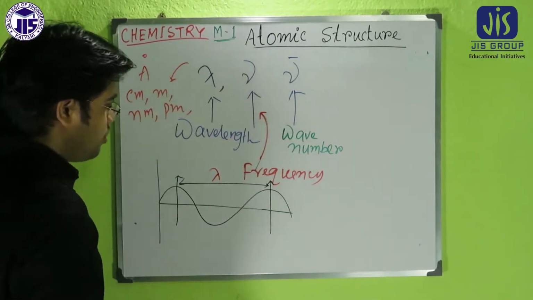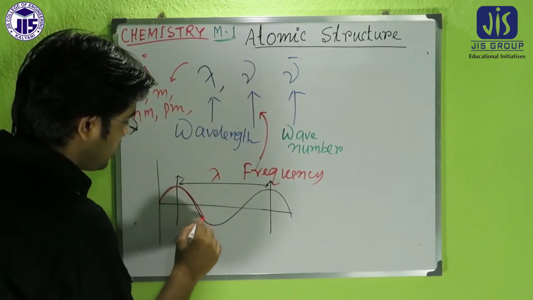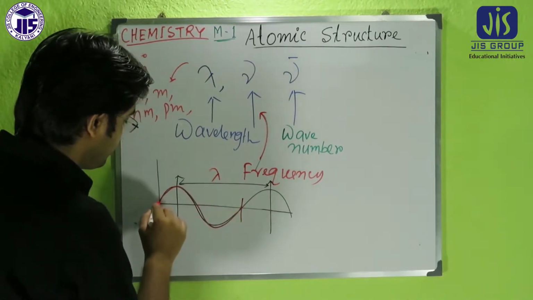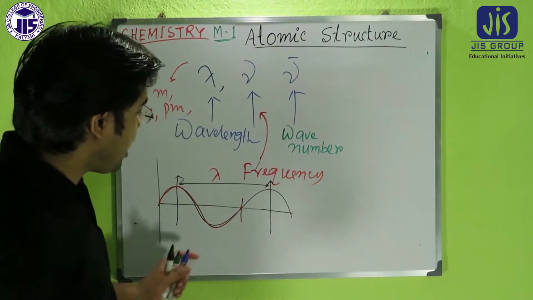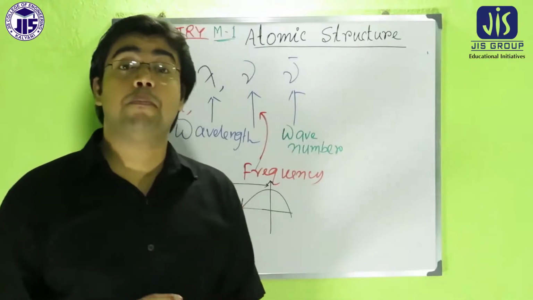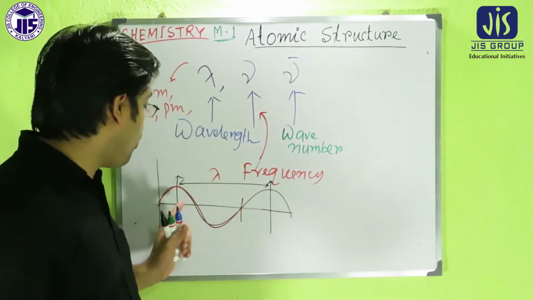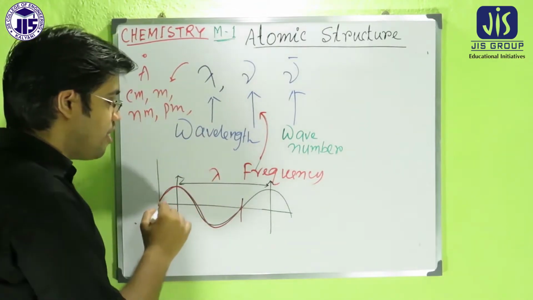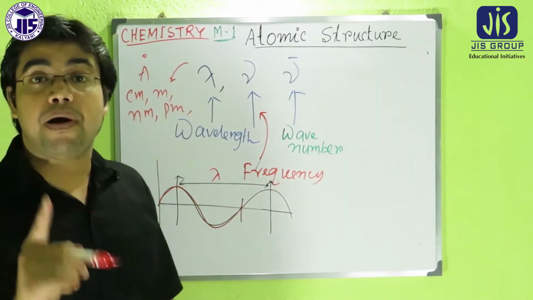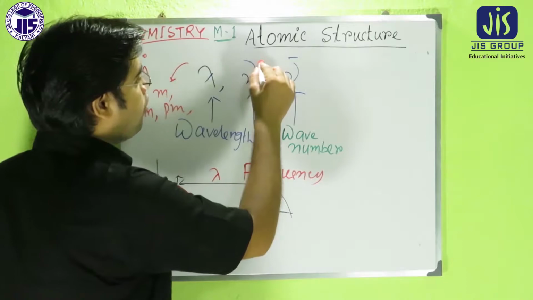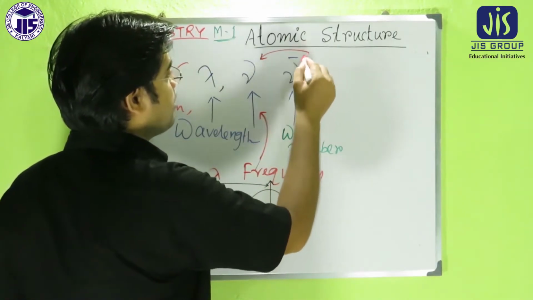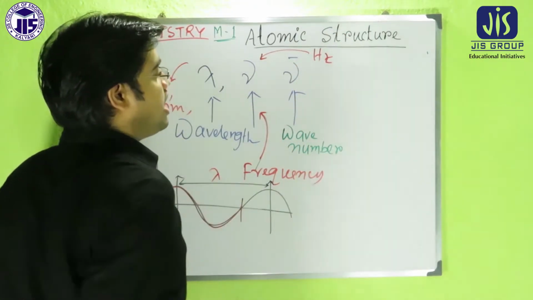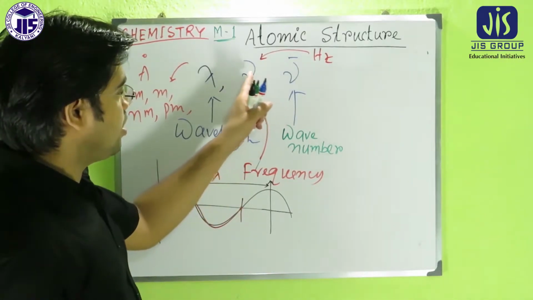Now what is nu? Nu is the frequency. First of all, this is the complete cycle. So the frequency means the number of complete cycles per second. That is called actually frequency. So frequency can be defined in that way, number of complete cycles per second. So the unit of the frequency will be hertz.